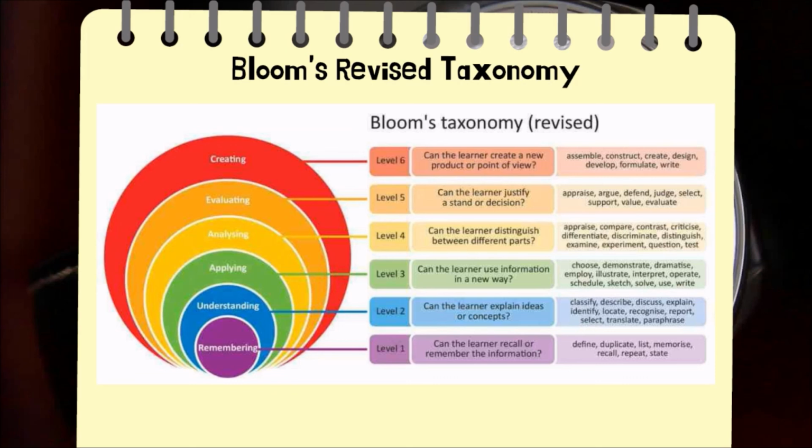Level 5, evaluate. Can the learner justify a stand? This is where the learner states an opinion or point of view and then defends it with evidence. And then lastly, create. Can the learner create a new product or a new point of view? Can they design, construct, formulate, or write? So that is Bloom's levels of taxonomy.